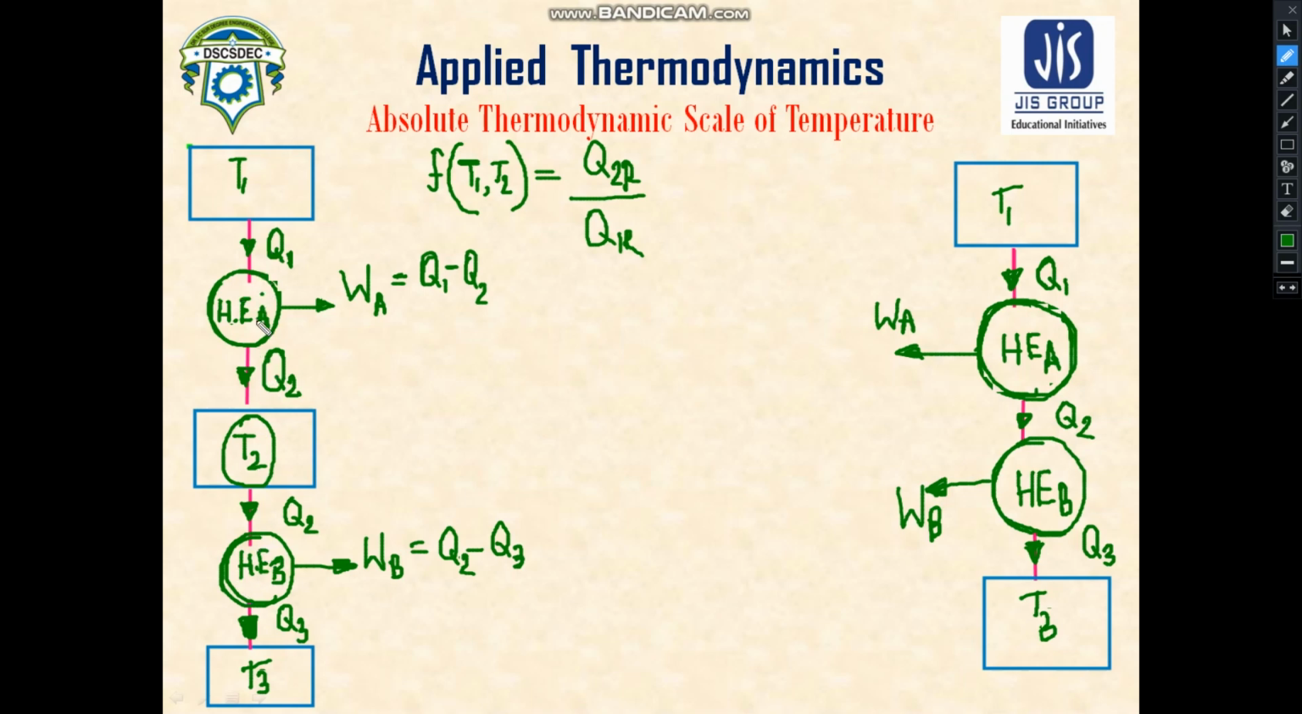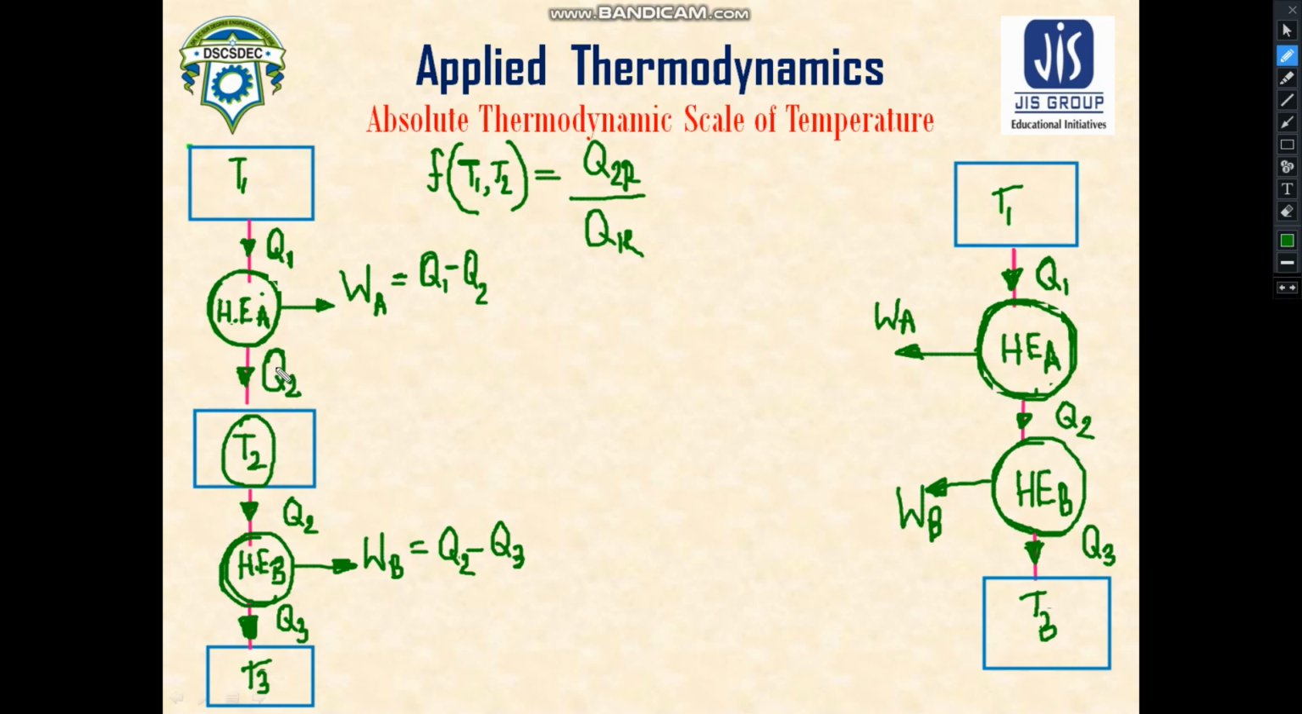The heat engine A is taking heat from the high temperature source, which is maintained at temperature T1, and it is rejecting heat Q2 to the sink or the thermal energy reservoir, which is maintained at a temperature T2. Now you can find here the work produced is equal to Q1 minus Q2. From the energy conservation principle, you can easily understand that. Now for the second engine, engine B, you can see it is taking the heat which has been rejected by the heat engine A.